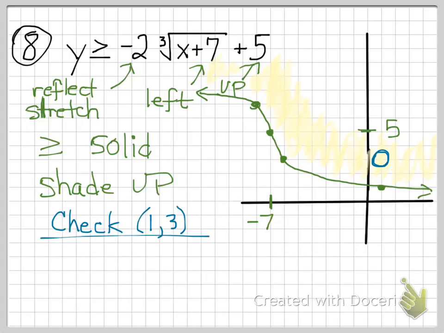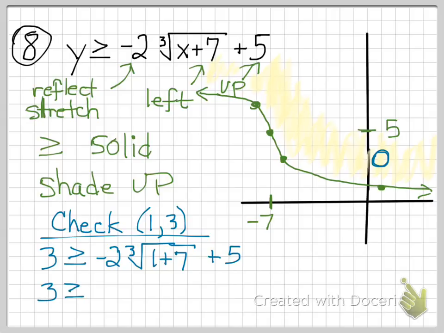Plug that into the equation. So y is 3, and we want to know if it's greater than or equal to -2 times the cube root of 1 plus 7, plus 5. 1 plus 7 is 8, and the cube root of 8 is 2. 2 times -2 is -4. So -4 plus 5. So is 3 greater than or equal to 1? Yes. That means we shaded in the correct region.